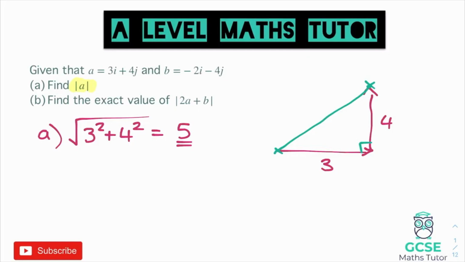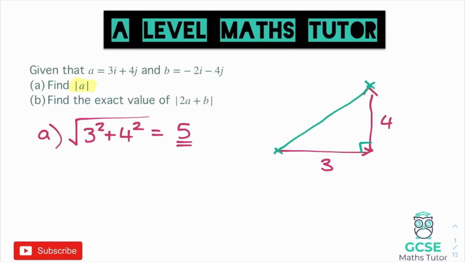Now, for part B, it says find the exact value of, and that "exact" there is giving us a hint that our answer is going to be in surd form, which we'll hopefully see in a sec, and it wants us to find the magnitude of 2a plus b. Now, it's completely up to you. If you want to find 2a plus b by writing these in column vector like we went over in part 1, you can do, or you can just use your mathematical logic here to get two a's together.